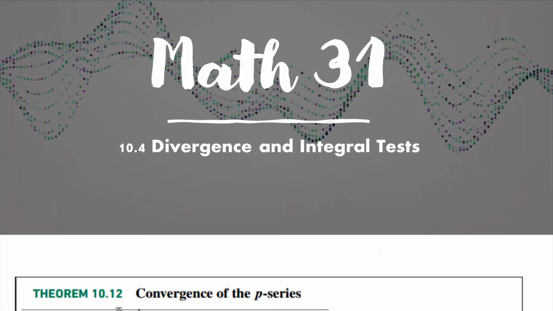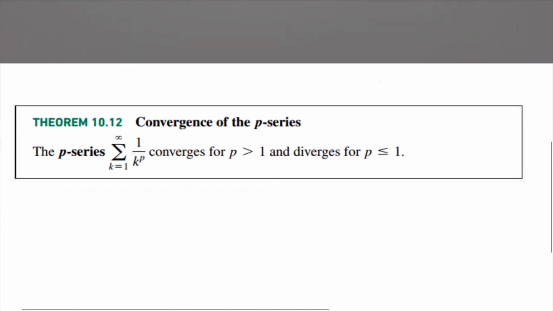So we're going to get the p-test. Convergence of the p-series. The p-series is called the p-test. If the power on the k is greater than 1, it converges. If the power on p is less than or equal to 1, it diverges. Just think about it. You've done this with integrals before.